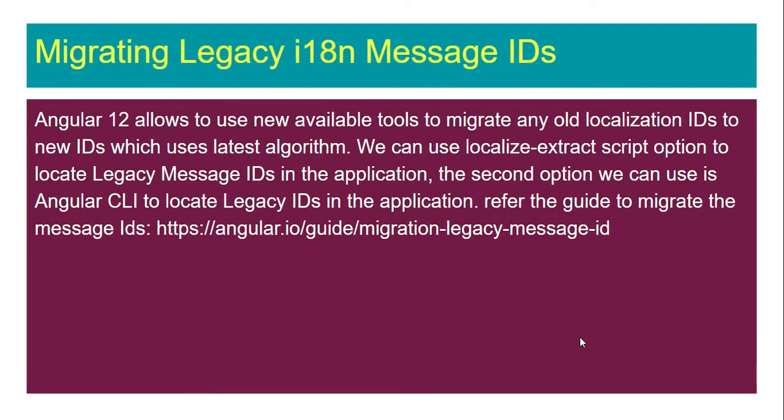Next feature is migrating legacy i18n message IDs. Angular 12 allows us to use newly available tools to migrate any old localization IDs to the new IDs, which use the latest algorithm. We can use two methods. One method is the localize-extract script option to locate the legacy message IDs in the application, and another option is the Angular CLI option to locate the legacy IDs in the application.